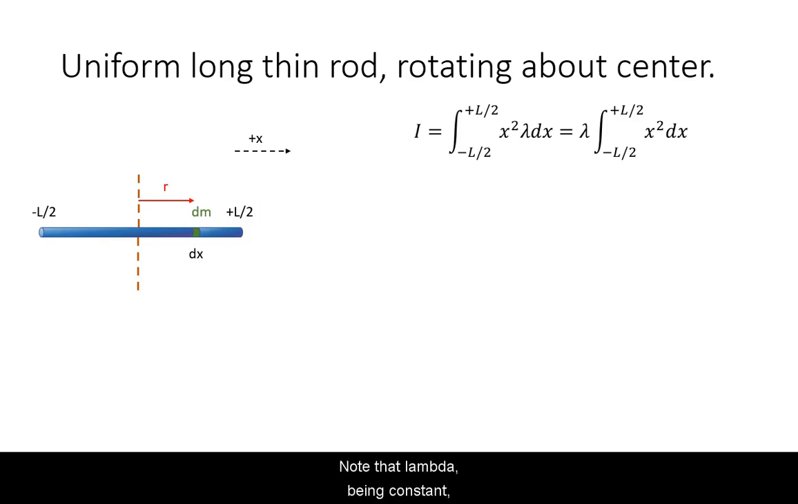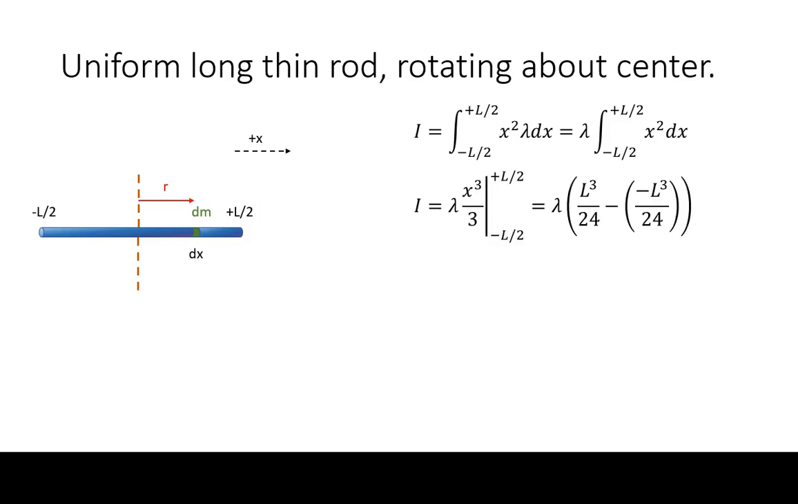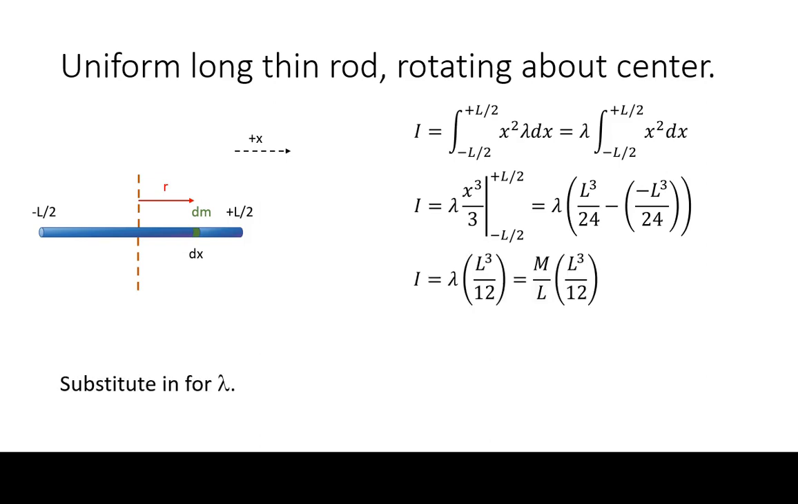Note that lambda, being constant, can be taken out of the integral. We solve the integral. Be careful with the negative signs and the exponents. And substitute back in for lambda.